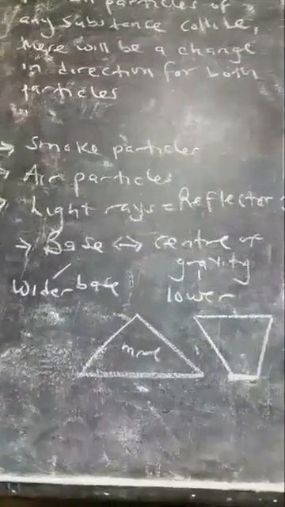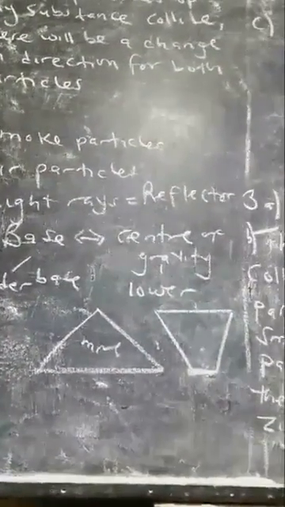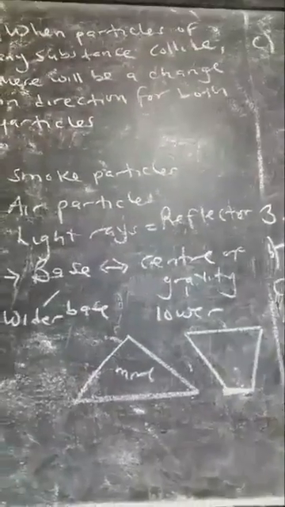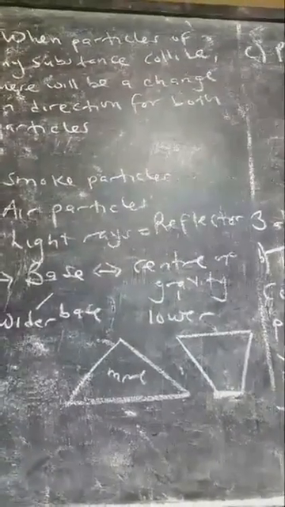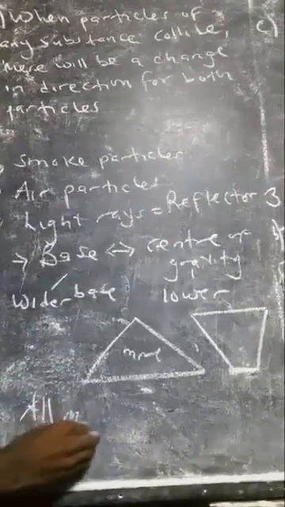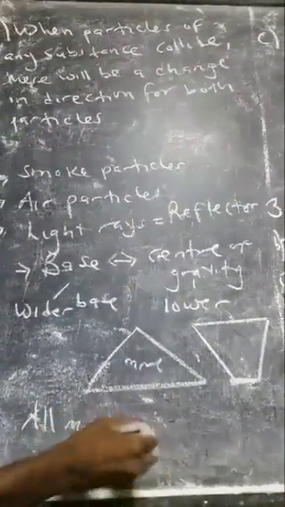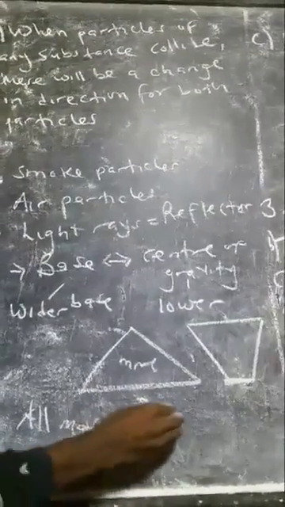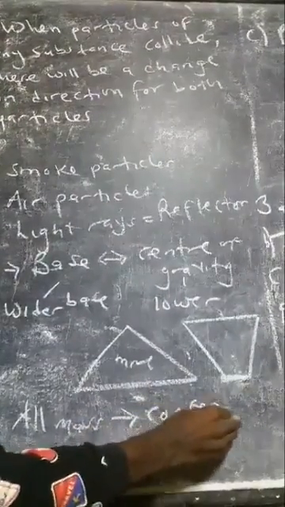Then, if you are looking at center of mass, this is where all the mass in an object is concentrated. Why is it concentrated?